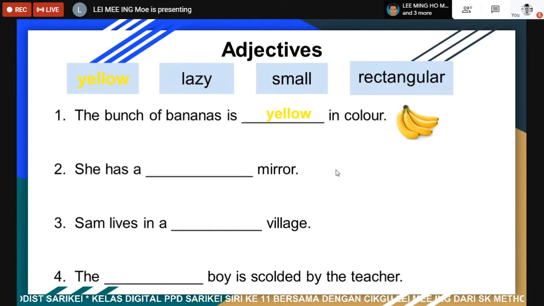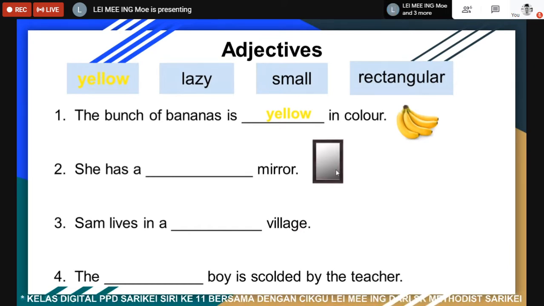Okay, question number 2. She has a mirror. So look at the picture. Which of the adjectives shows it is under shape? Yeah, your answer please for question number 2.